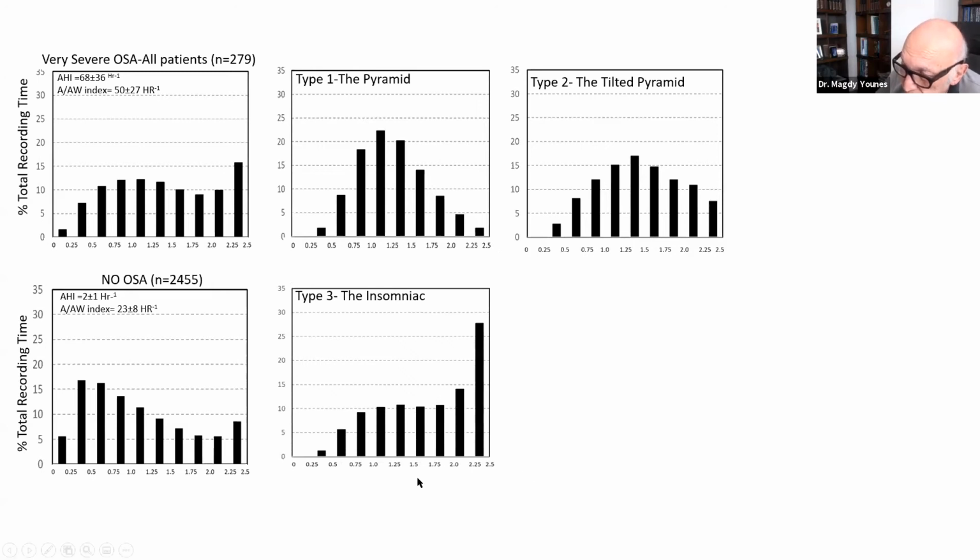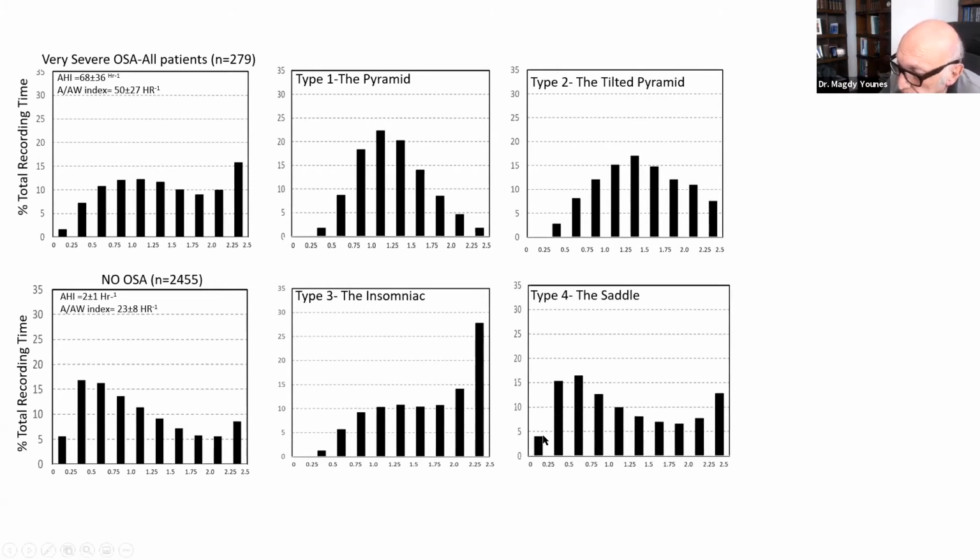Type 3 still has no epochs in the first decile, but a lot of epochs in the, this is now the insomniac. This is clearly a very low sleep pressure pattern. And finally, there is type 4, which are people who had some epochs in deep sleep and lumped them all together. And this again looks very much like normal sleep. So pyramid, tilted pyramid, the insomniac, and the saddle is like normal.